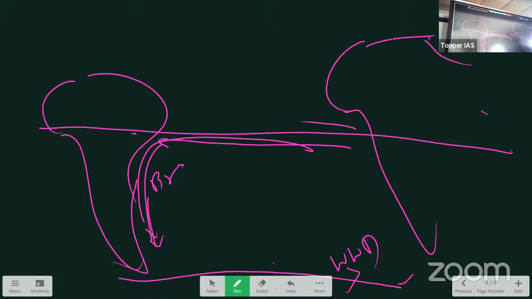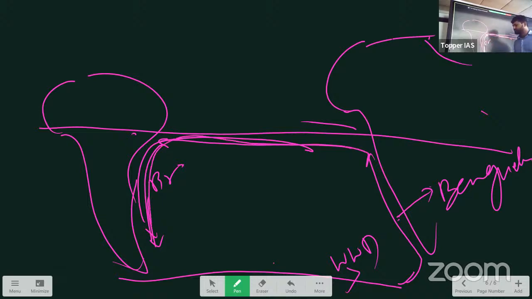And this WWD hits the coast of Africa. This current is a cold current. On the west coast of Africa, what is that? Benguela Current. Benguela Current. Okay. So it becomes a warm current again. Correct?